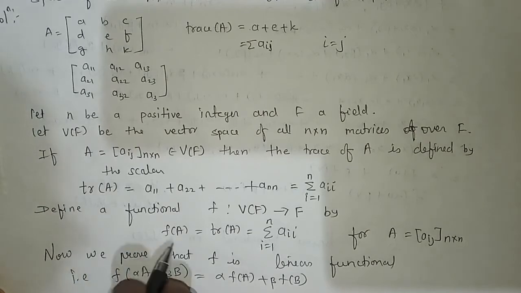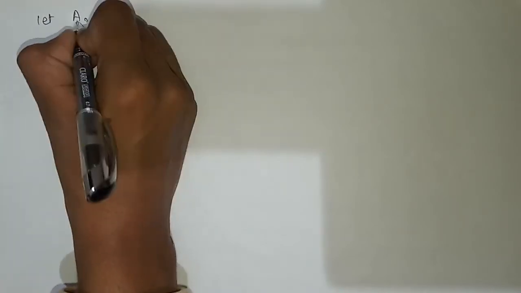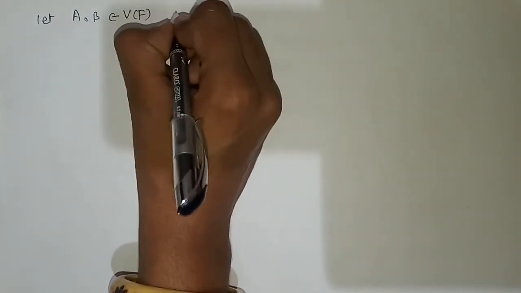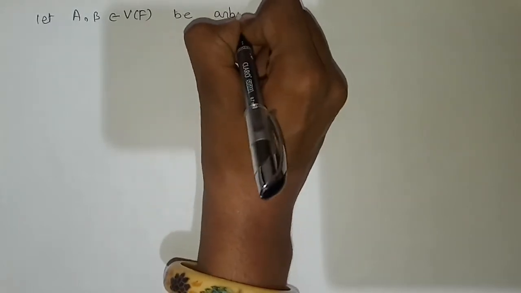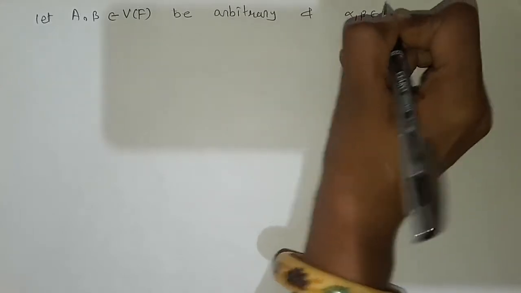So here the elements of our domain are matrices, so we are writing alpha a plus beta b. So it is easy now for us to prove this question. To prove this, let a comma b, that is A and B, be any two matrices of our vector space, arbitrary, and alpha and beta are any two scalars.